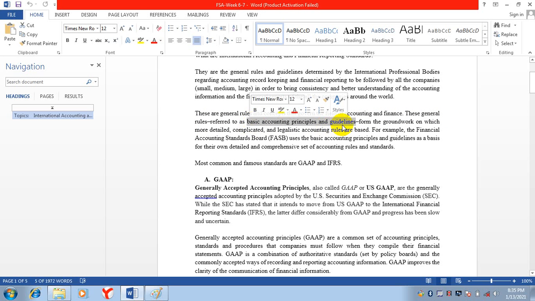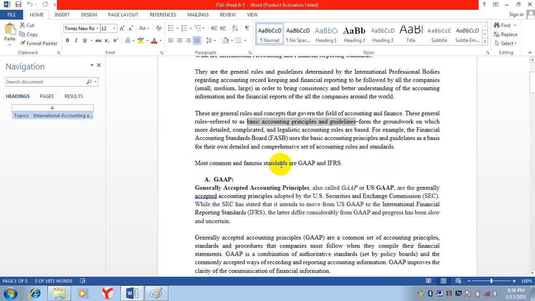How accounting information will be kept and maintained all over the world forms the groundwork on which more detailed, complicated, and legislative accounting rules are based. For example, the Financial Accounting Standards Board uses the basic accounting principles and guidelines as a basis for their own detailed and comprehensive set of accounting rules and standards. First, it is an international body, and this international body develops a set of rules regarding accounting, which are followed all over the world.